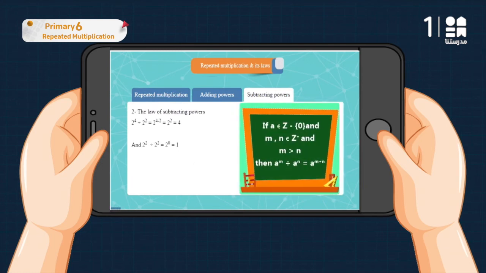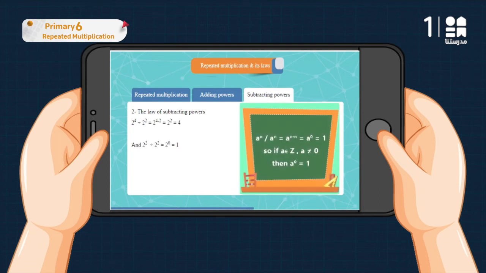And in the law of subtracting powers, we can subtract powers if the base is the same in the division operation and the power of the numerator is bigger than the power of the denominator. For example, 2 to the power 4 divided by 2 to the power 2 equals 2 to the power 2, which equals 4. And please note that if the numerator and the denominator have the same power, the result will be 1. For example, if 2 to the power 2 is divided by 2 to the power 2, the result will be 2 to the power 0, which equals 1.